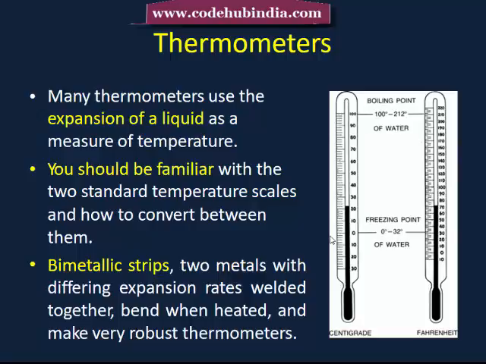When two metals have differing expansion rates, say one is copper and another is aluminium, and they are joined together and then heated, it makes a robust thermometer. One metal may have a lower coefficient of expansion and the other a higher one, so one metal expands more while the other expands less.